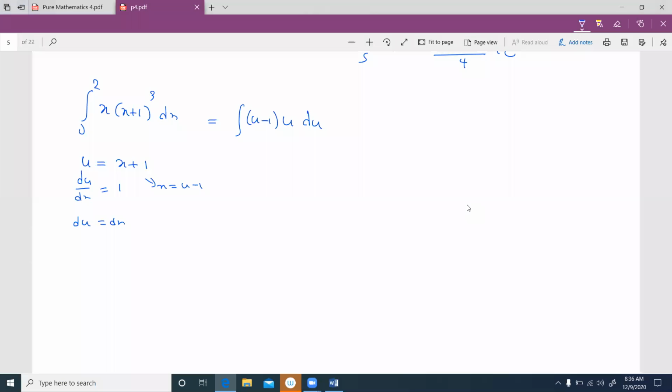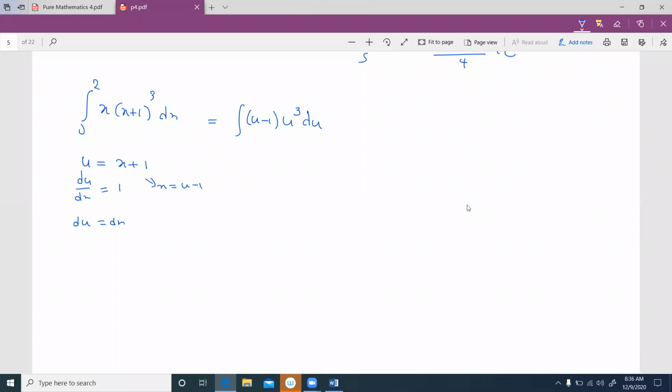u minus 1. Now there is another fact we have to do. Isn't it u cube? That's u cube, right? x plus 1 cubed. Sorry, I just made a mistake. This is u cube. Yeah, that's great.